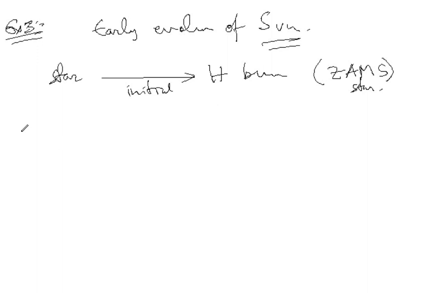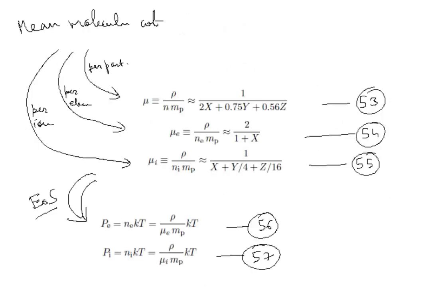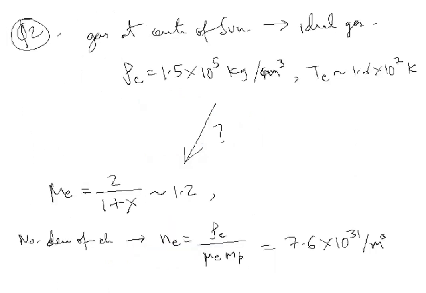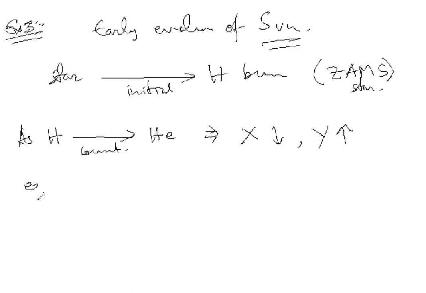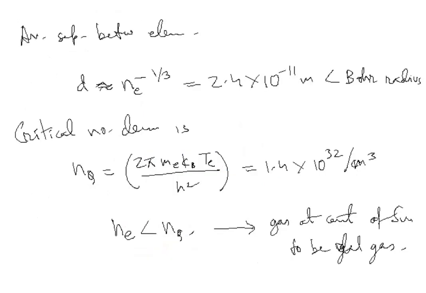Now you see, as hydrogen is converted to helium, the hydrogen mass fraction X decreases, while the helium mass fraction increases. And from equation 53, we can write and observe that the mean molecular weight mu basically increases. Here, this is twice X, this is 0.75Y. So this one is decreasing much faster, so mu will increase.